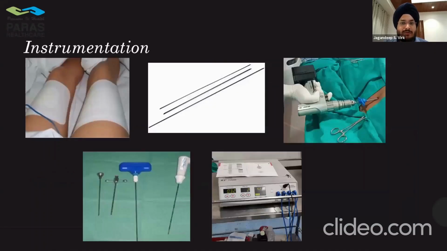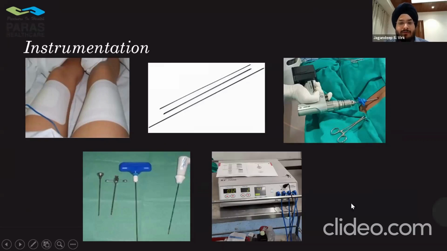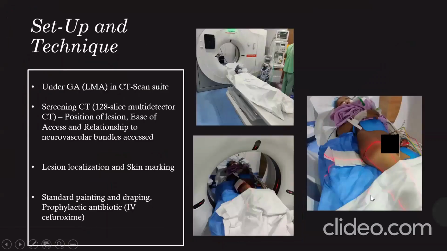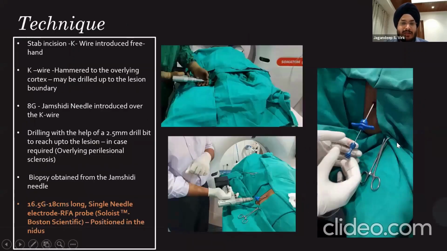And this is the basic instrumentation which is required for doing a radiofrequency ablation. We need grounding pads, K-wires, a drill, Jamshedi needles, an RF probe, and of course an RF generator. So this is the setup. We do it under general anesthesia or laryngeal mask airway in the CT scan suite itself. Localization of the lesion with the CT scan is very important for planning our approach, access and relationship to the neurovascular bundle. Once that is done, skin marking and standard painting and draping is done.